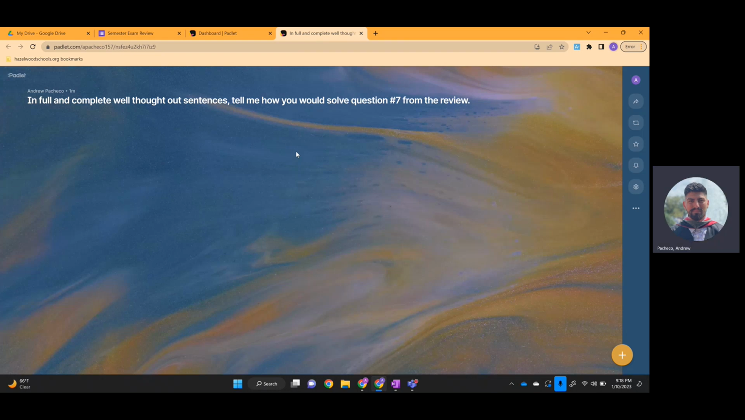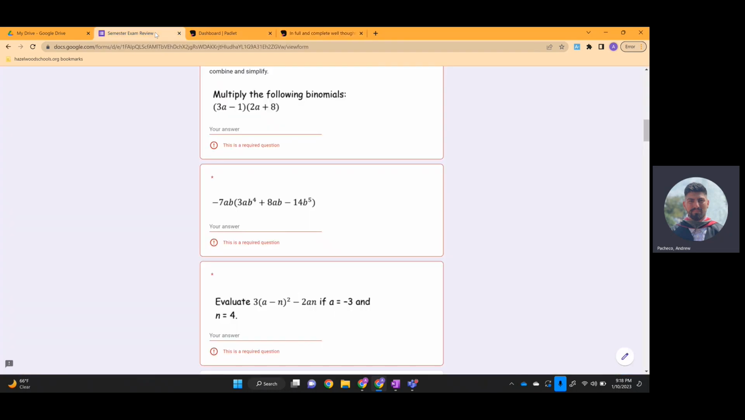For anyone confused, I want to re-explain the directions one more time, just in case we were going a little too fast. So we're doing our semester exam review. In the first couple of questions, we were practicing writing our answers as sentences in complete thought paragraphs, so those are steps to solve multiplying binomials, steps to distributing, steps to evaluating, and so on, using complete sentences for how you approach problems.